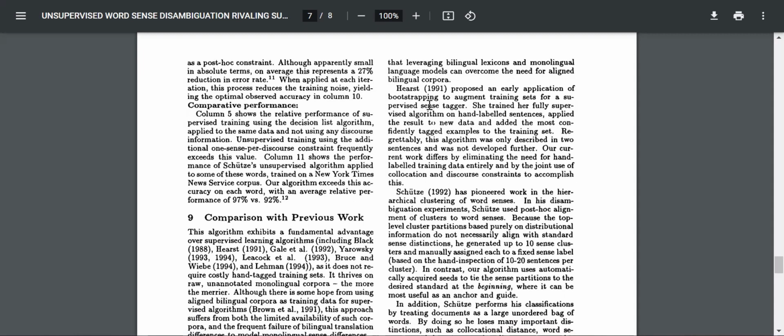Hearst 1991 proposed an early application of bootstrapping to augment training sets for a supervised sense tagger. She trained her fully supervised algorithm on hand labeled sentences, applied the results to new data, and added the most confident tagged examples to the training set. Regrettably, this algorithm was only described in two sentences and not developed further. Our current work differs by eliminating the need for hand labeled data and by joint use of collocation and discourse constraints.